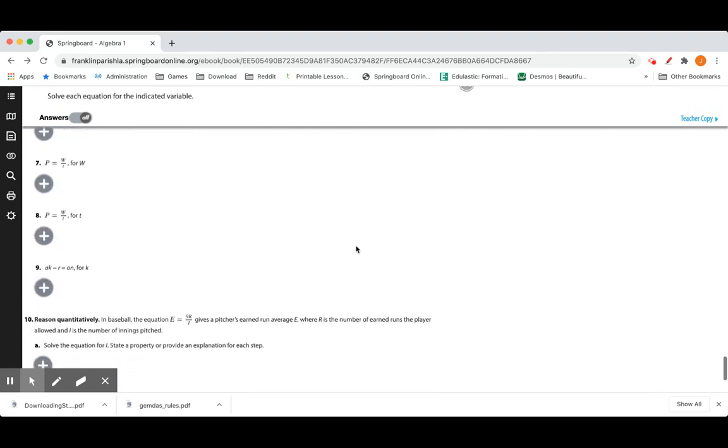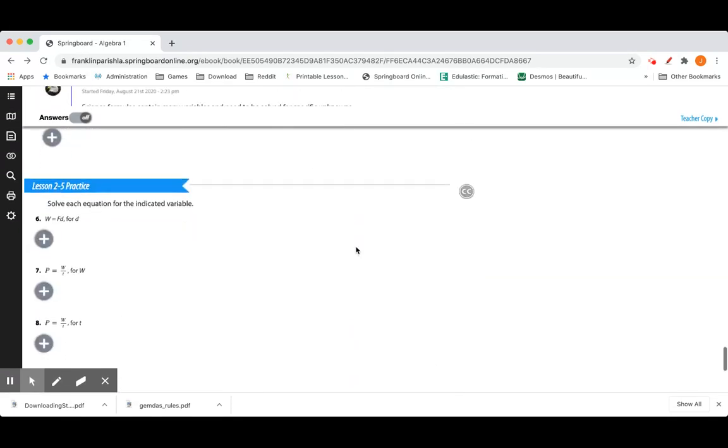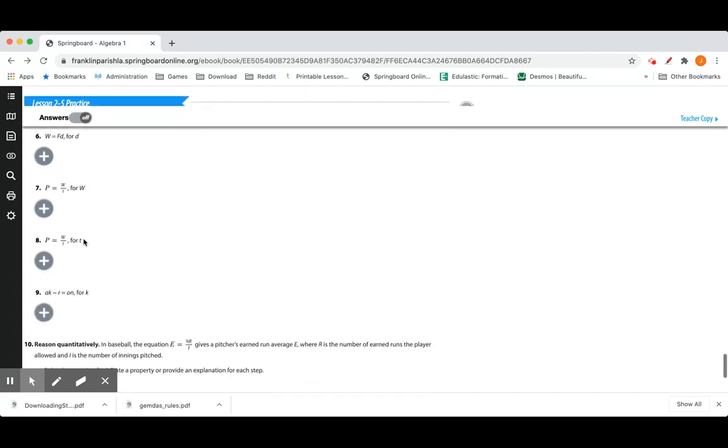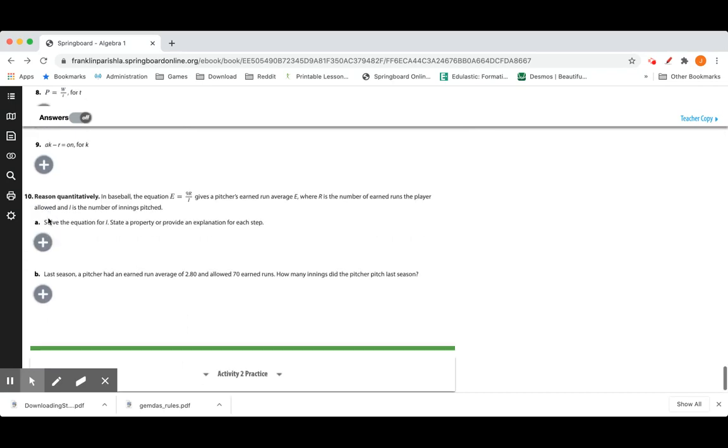Go ahead and try 6 through 10. Remember, you're just moving things around, basically. If you're solving for D, you just want D by itself. Get rid of what's around it by using the properties that we've been using for the past couple of lessons. If you're solving for W, get rid of this by doing the opposite to both sides, because we have to keep both sides balanced. Go ahead and try 6 through 10.